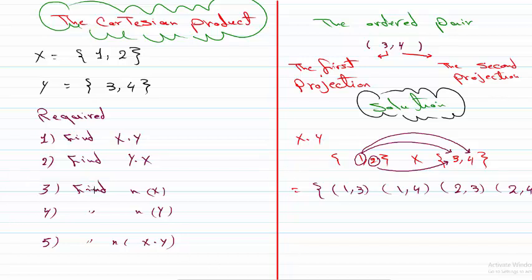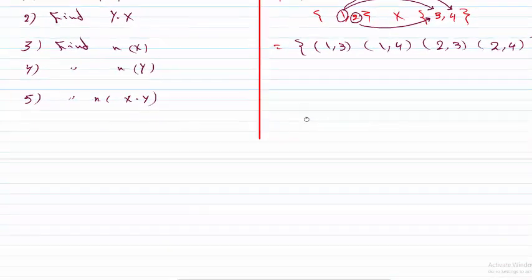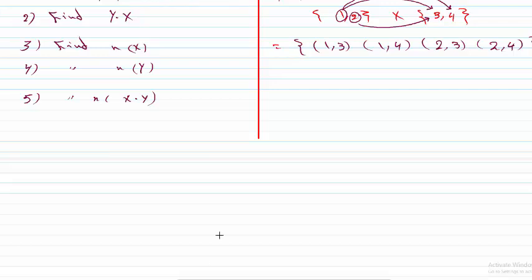Now, let's solve solution number 2. Exercise number 2. Exercise 2, find Y multiply X. Find Y multiply X. Now, we change the order. We start by the set of Y, 3 and 4, multiply the second set, 1 and 2.